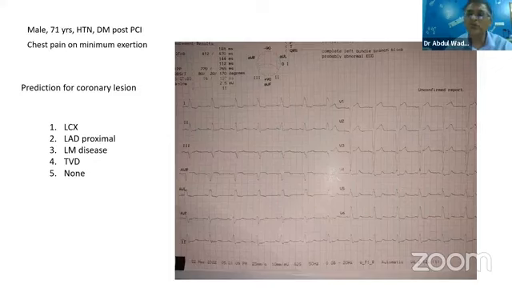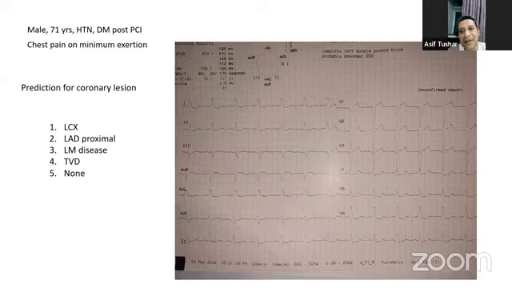Actually, this type of ECG cannot pinpoint which artery is involved. It is a random guess. Yes, sir, that's very true.